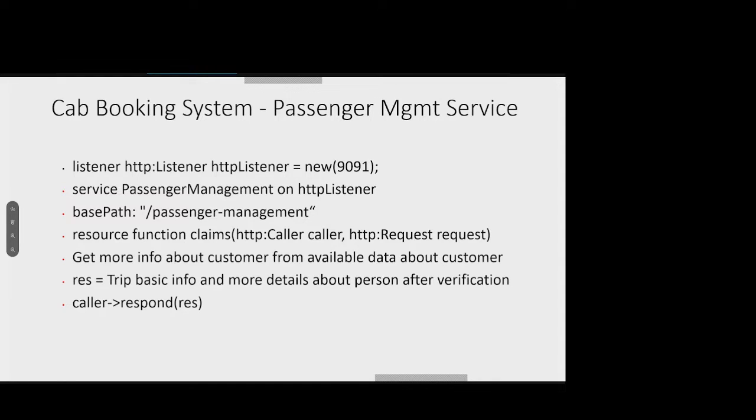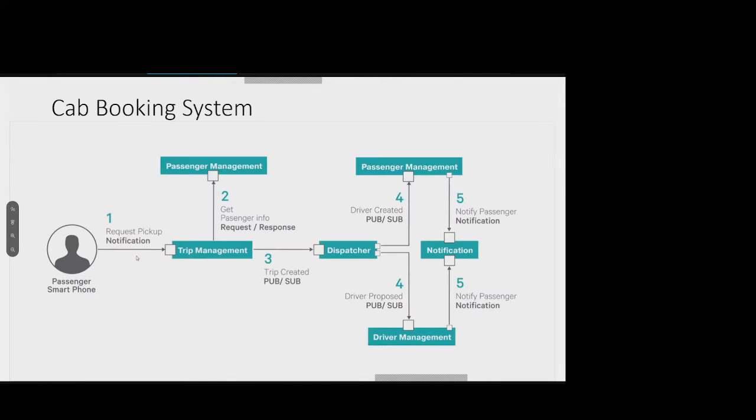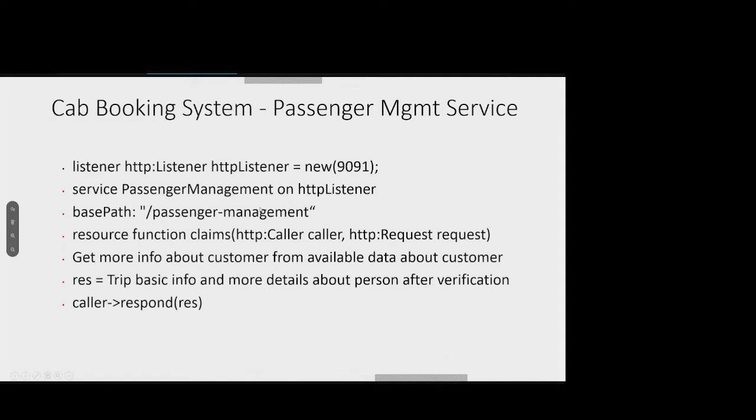And then after, it is again responding to the calling process. So what was that in this case? The trip management. So the trip management service will get the response. So our passenger never talks to this service directly, right? Passenger management is called by trip management on behalf of the client, we can say. So verification is done there. So that is the second service we have.